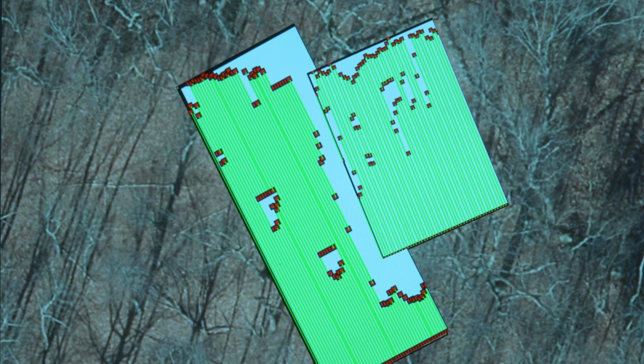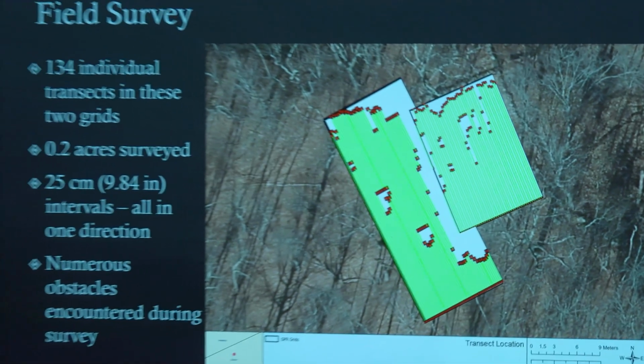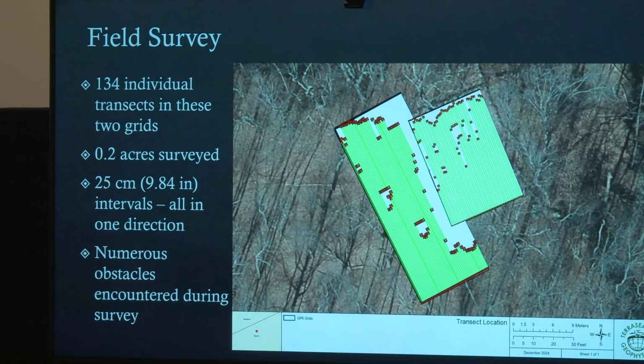There's only about 0.2 acres that were surveyed in total, but we surveyed everywhere that we thought there could be burials. We did that at a 25 centimeter or 10-inch interval. I didn't talk about it, but we only go in one direction. That's because the surface of the earth, as you can all imagine, is curved.